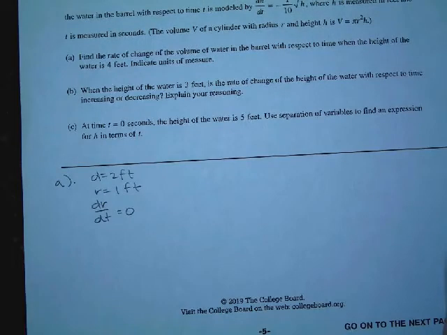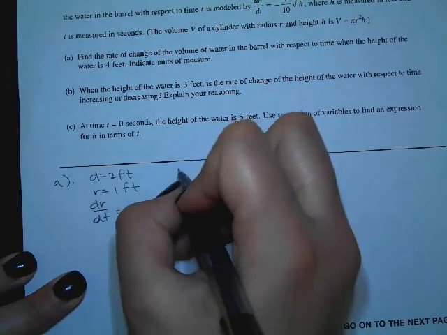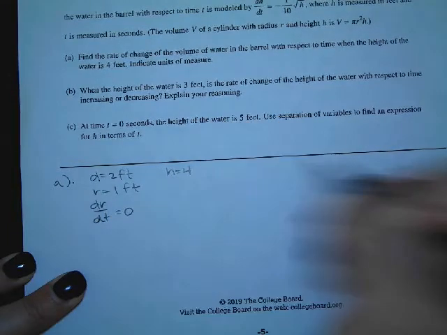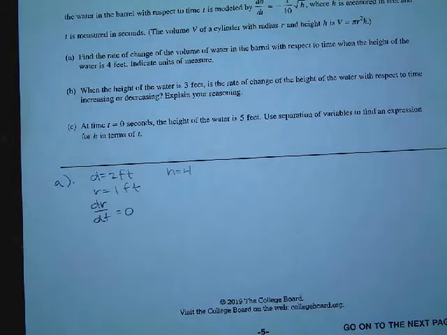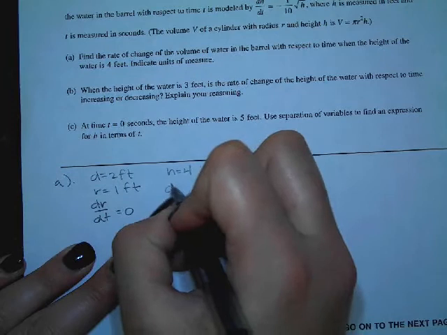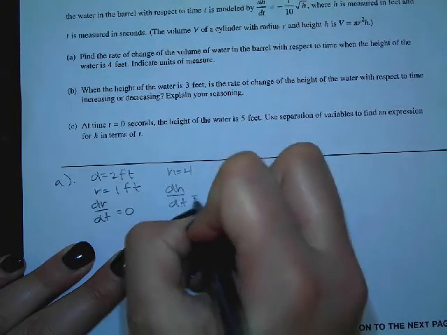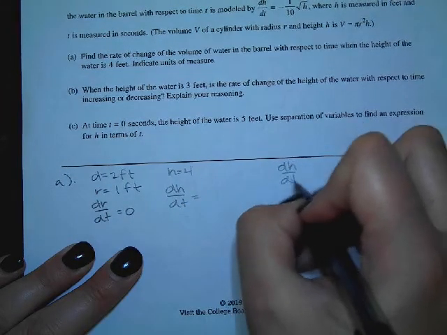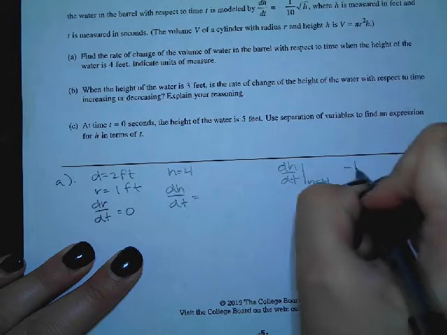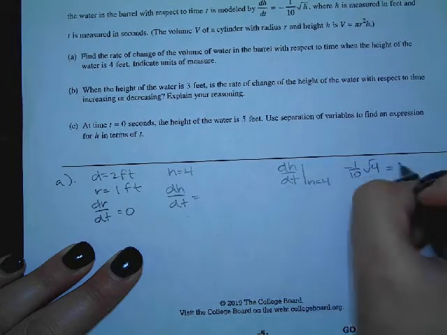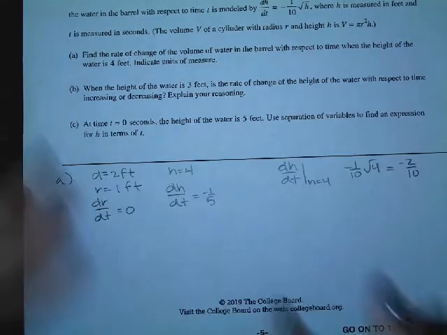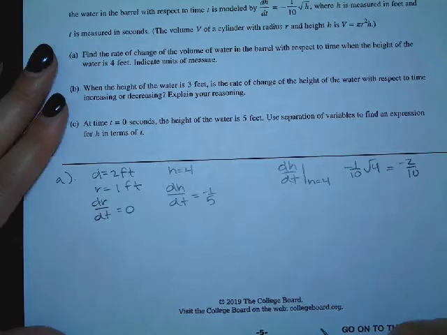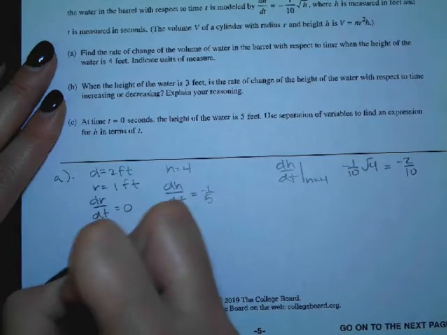Then I knew that the height was 4, because of part A, they said the height is 4 in part A. And then to figure out what dh/dt was, I just had to do dh/dt evaluated at h equals 4, which is -2/10 or -1/5. All right, and then it says you're finding the rate of change of the volume. So I said dV/dt.